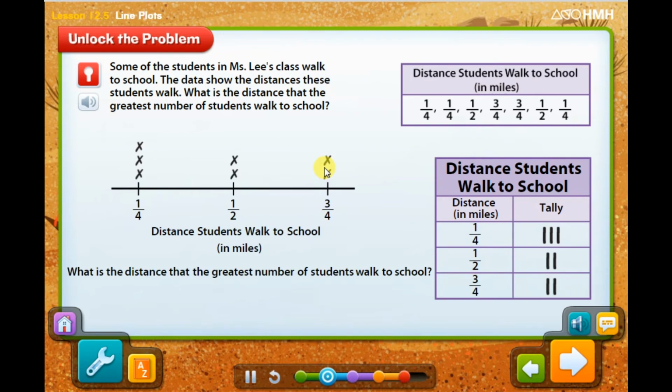What is the distance that the greatest number of students walk to school? The most students here are above 1/4 because we have here 3 students above 1/4. So the distance that students walk most is 1/4. Most students walk 1/4 of a mile.